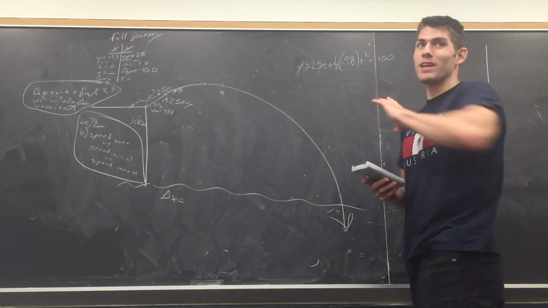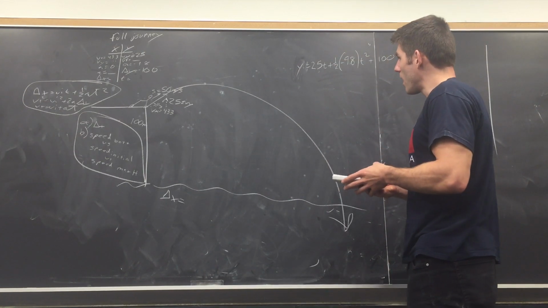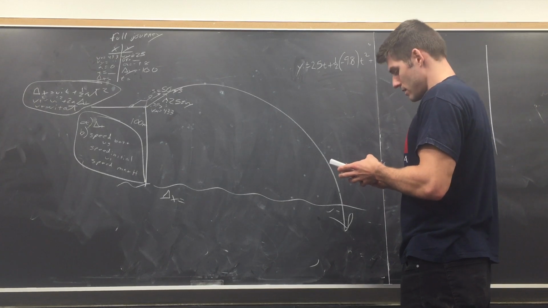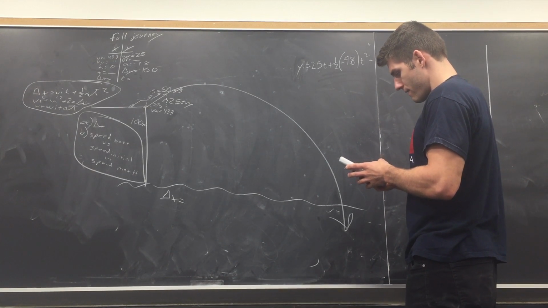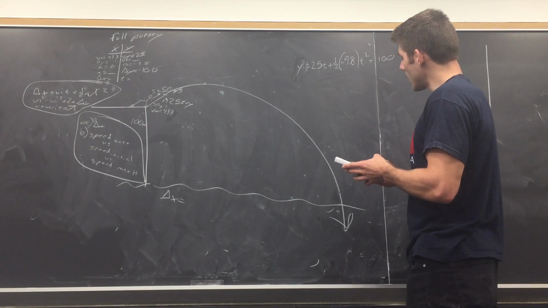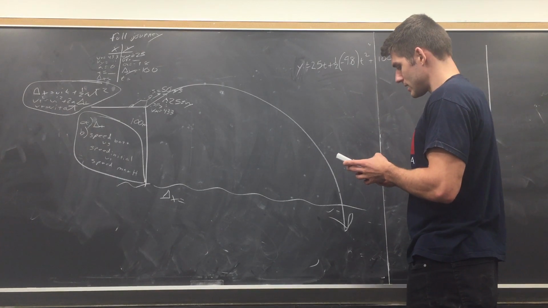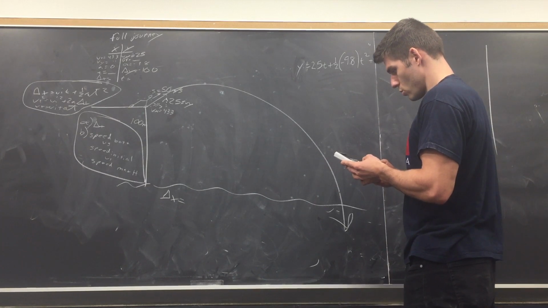So basically you want to get it so that it's 0 equals some bunch of numbers. Because this is a quadratic, and I hate doing quadratics, so I'm going to graph it. 25x plus 1/2 times negative 9.8 x squared.